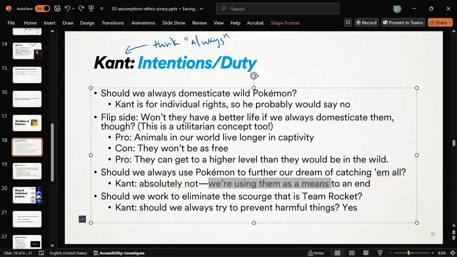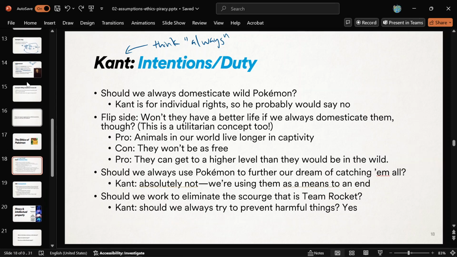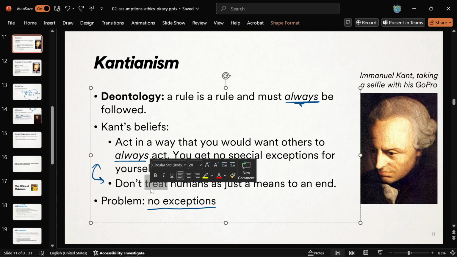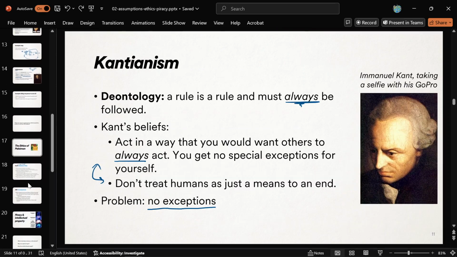And also, we're using them as a means. We're using the Pokemon in that case as a means to an end, our own ends, our own selfish needs. So that's this rule as well. We're bashing there.